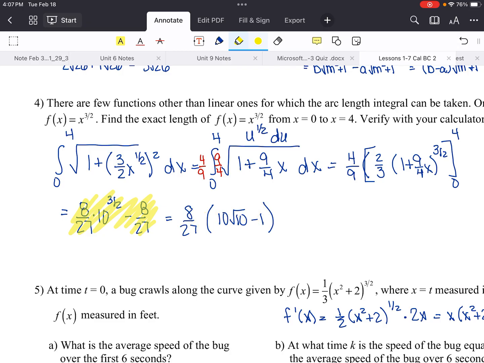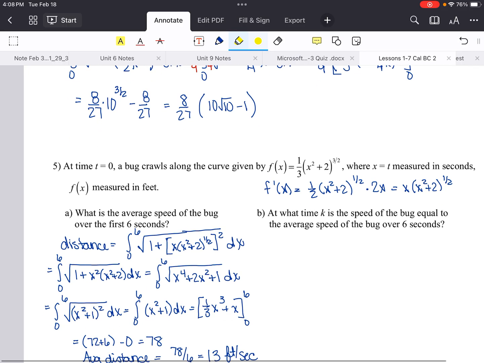If you guys got to this point, the one that's highlighted right now, I would be okay with that. That is equivalent to the other one that's written here, but if you could get to the highlighted part, then that would be fine. Just a reminder, the 3/2 power really means the square root of your base cubed. So just a reminder in case you ever need to use that.